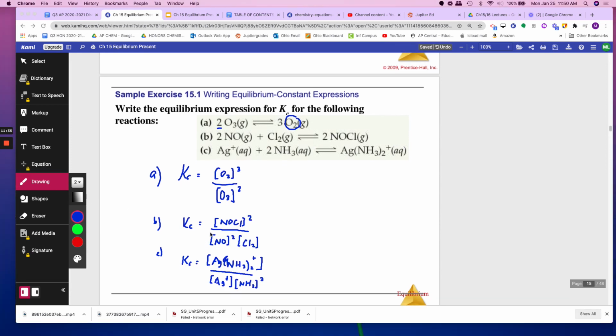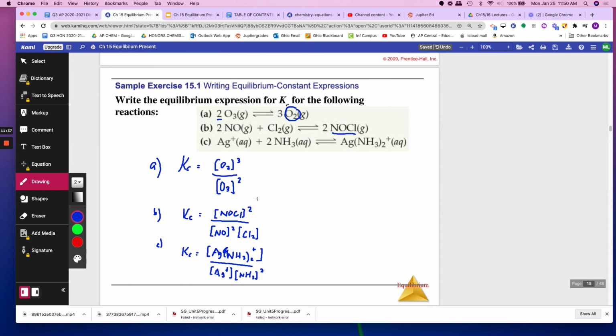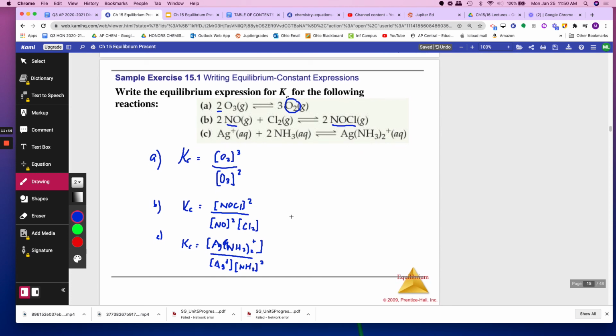So in letter B, I wrote NaCl to the power of 2, NO to the power of 2, Cl to the power of 1. For C, Ag(NH3)2 to the power of 1, because there's a 1 there, and this to the power of 2. Products over reactants.